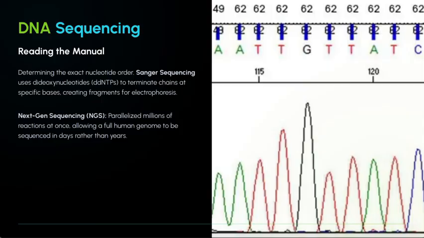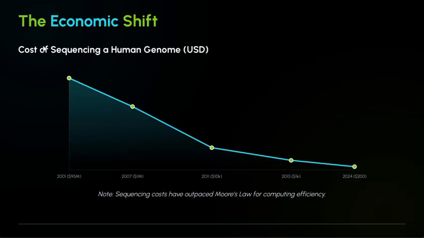I hope you find this interesting. I find this interesting. Next, we have the economic shift, which is the cost of sequencing a human genome, in USD.